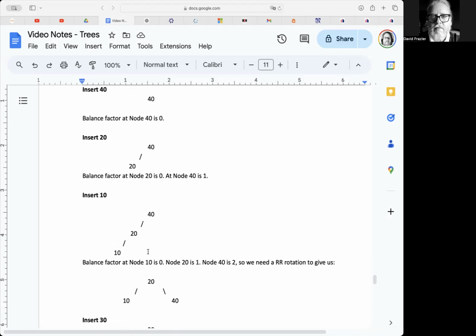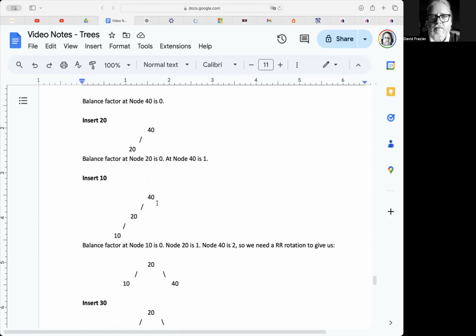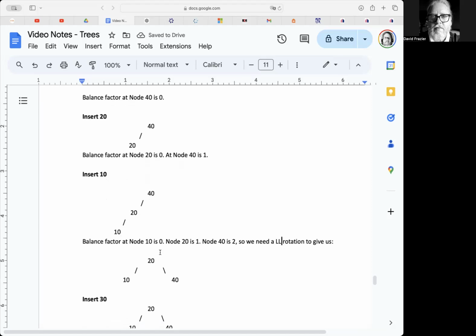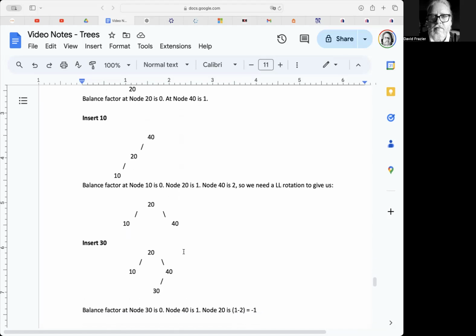Okay, so we need to do our right rotation, and pull this one up. Okay, that's actually a left rotation. I get those confused because it's moving to the right, but we go to the left to grab the 20 to pull it up. We now have our 20, our 10, and our 40. Okay.